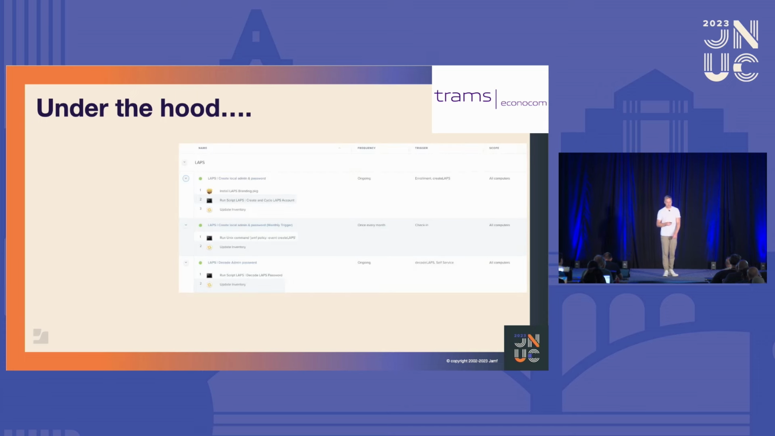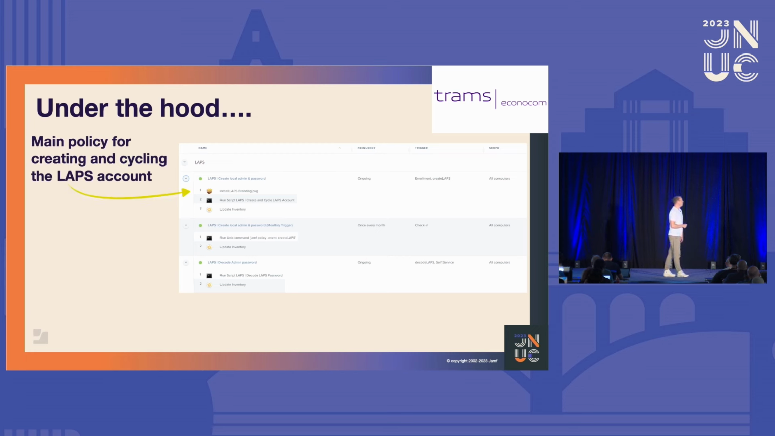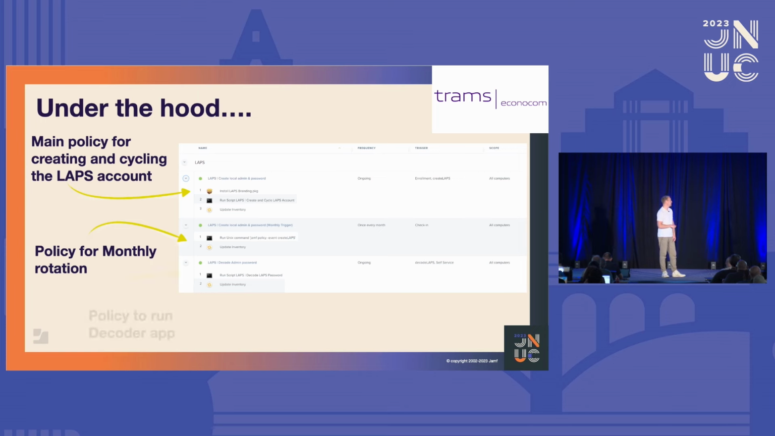Yeah, so basically it runs from three policies. You've got one policy that runs the main creating and cycling of the Labs passwords. You've got one policy for a monthly trigger or weekly trigger, or however frequently you want it to cycle those passwords. And then you've got the decoder app, which is a separate policy with the decoder script, which will obviously run your GUI for decoding.